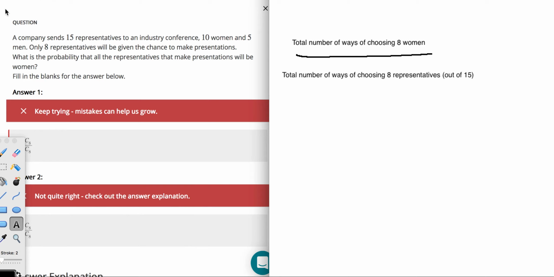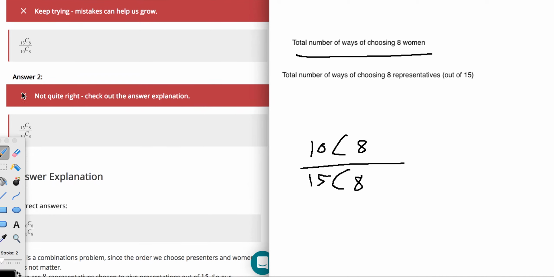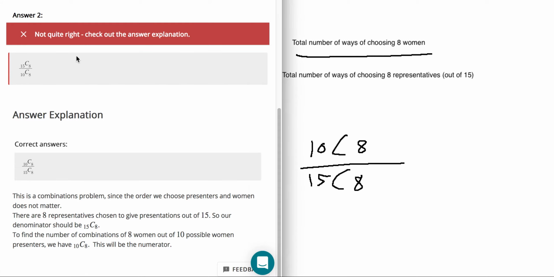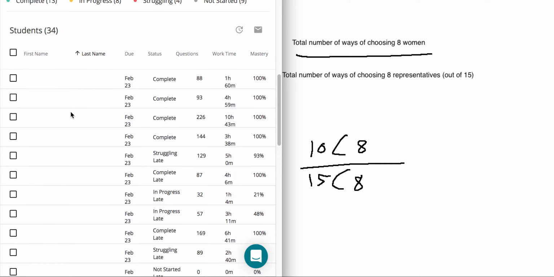We want to find out the number of ways of choosing 8 women divided by the total number of ways of choosing 8 representatives. Okay, so there's 10 women, and we want to choose 8 of them. The order doesn't matter. So 10 choose 8. That's the number of different ways of picking 8 women out of the 10. And the probability is the amount you're interested in, the number of women, divided by the total, which is the number of different ways, men and women, we could choose. There's 15 people. We're choosing 8 of them. So 15 choose 8 on the bottom. Okay. So just make sure the bottom's always bigger when you're calculating a probability.